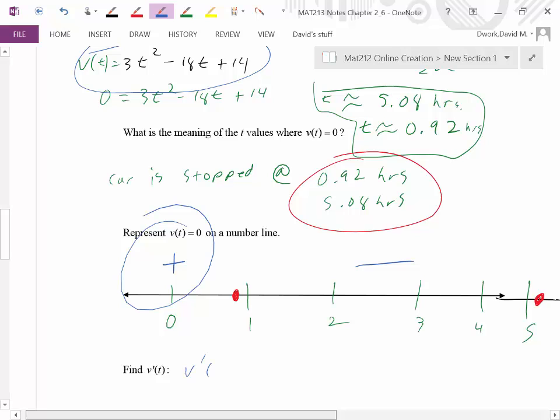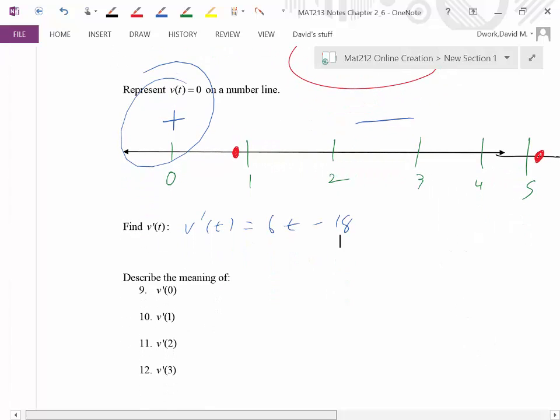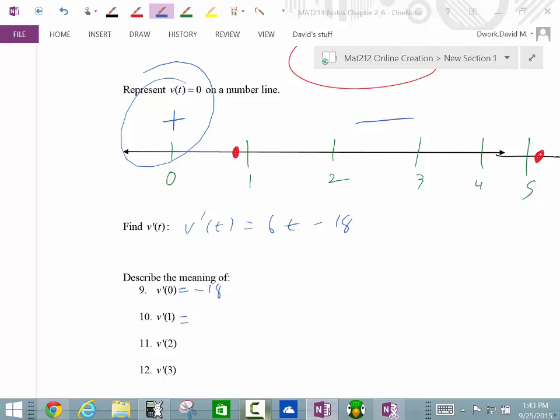So what would v prime be? V prime of t, the derivative of that, would be 6t minus 18, right? Okay. So once again, let's find our values. We go ahead and substitute these in, and that shouldn't hopefully be too hard. So that's negative 18. And I'll go ahead and fill these in. Pause the video and fill these in, and you do the same.